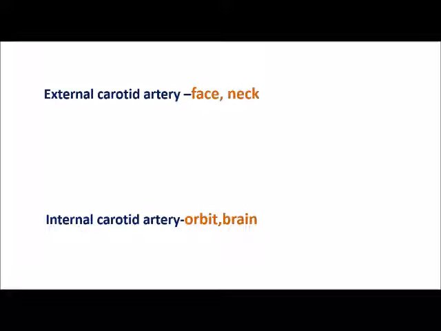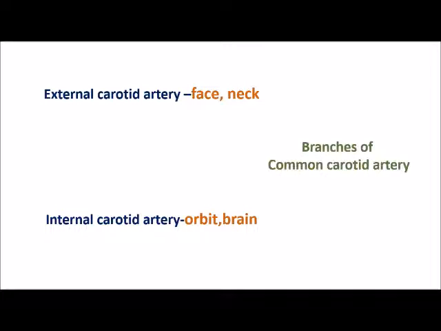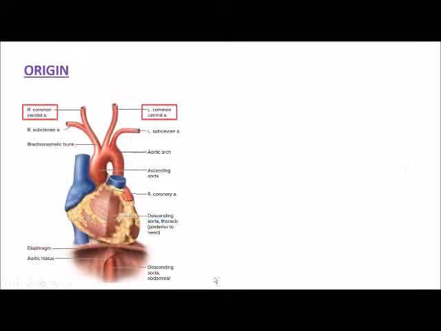External carotid artery supplies face and neck, while the internal carotid artery supplies orbit and brain. These three, that is common carotid, external carotid and internal carotid together form the carotid system of arteries. Here we will be discussing only about external carotid artery. First we will discuss about the origin of external carotid artery.